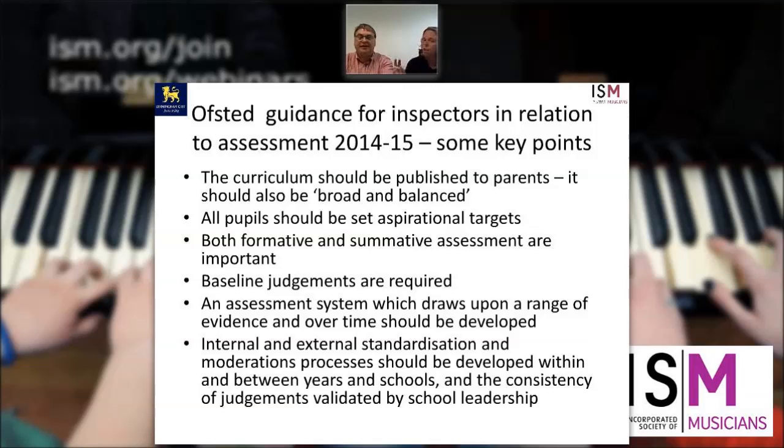And whether the curriculum being published just means the titles or the learning expectations or what that might be. Or the whole thing. Or we just don't, well, I'm not clear on that. No, so happy to be put right on that. Yeah, and also that the curriculum should be broad and balanced, which is great news for things like music education. The notion of pupils being set aspirational targets is an interesting one.